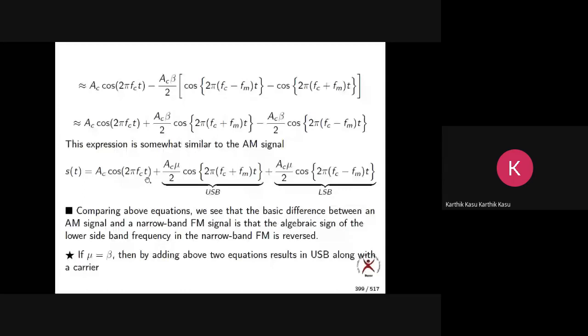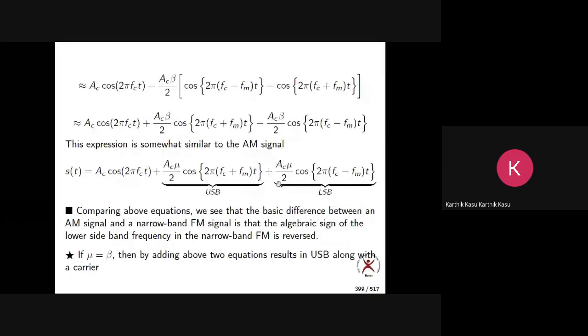So Ac cos 2 pi fct plus Ac cos 2 pi fct becomes 2 Ac cos 2 pi fct. Here Ac beta by 2, Ac mu by 2. Beta is the same as mu, so you can simply say Ac mu cos 2 pi (fc plus fm)t. Okay. So this plus this. Now this and this will be cancelled out. Why? Because they are the same, but at the same time one is minus and one is plus.